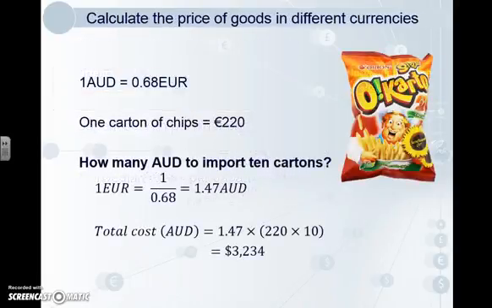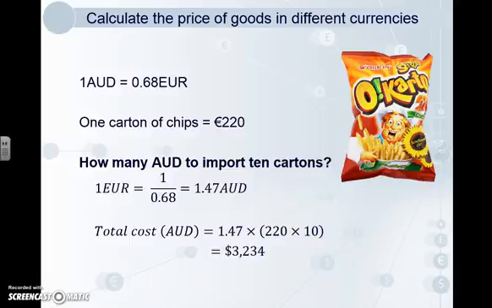Okay, moving on to prices of goods in different countries. Let's say an Australian importer wants to import potato chips from Italy. If the exchange rate is that $1 equals 0.68 euros and 1 carton of potato chips costs 220 euros, how much will it cost to import the chips?